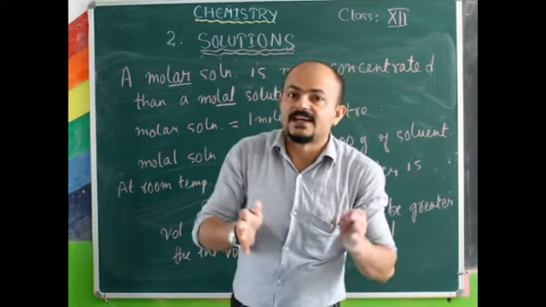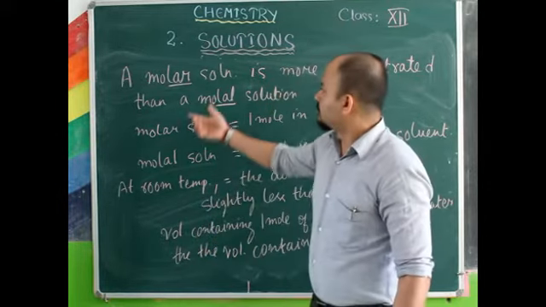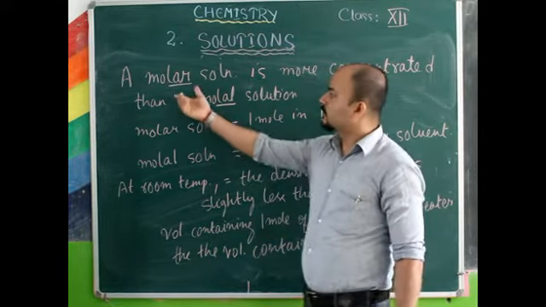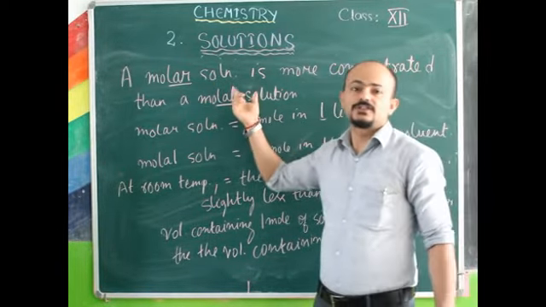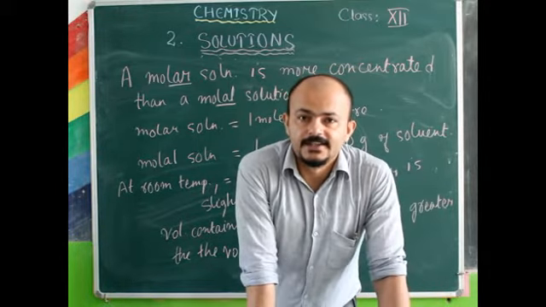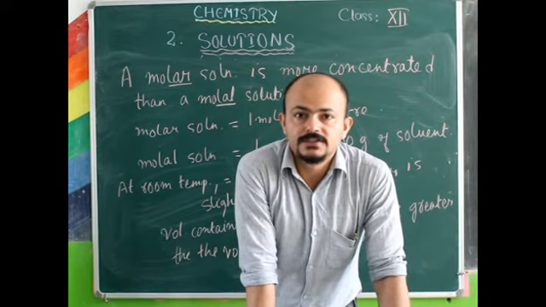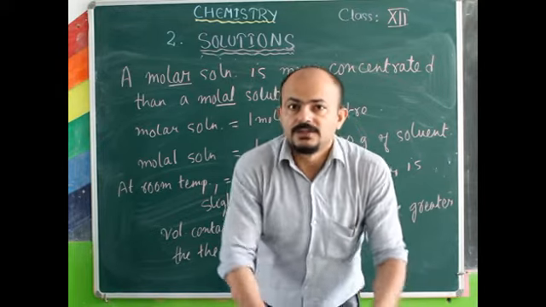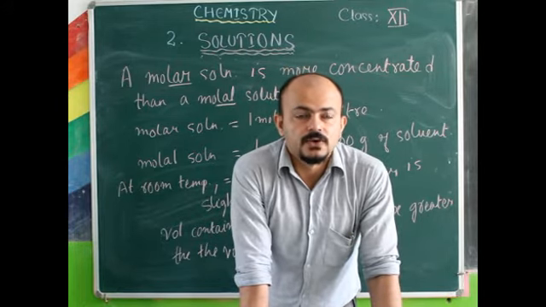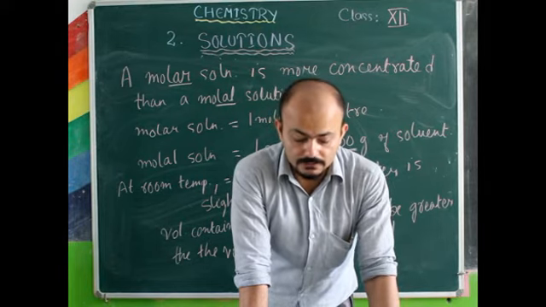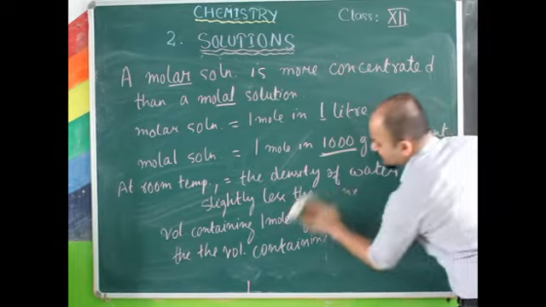The solution with the larger volume is less concentrated, that means a little more dilute. Therefore, from this explanation, we come to know that a molar solution is more concentrated than a molal solution. Molal solution has to do with the density. The density of water at room temperature is slightly less than 1. Therefore, the volume which contains 1000 gram of water will be slightly more than the volume of solvent which contains 1000 ml of the solvent. Hope this is clear. Now, the last expression that we are going to learn is the mole fraction.